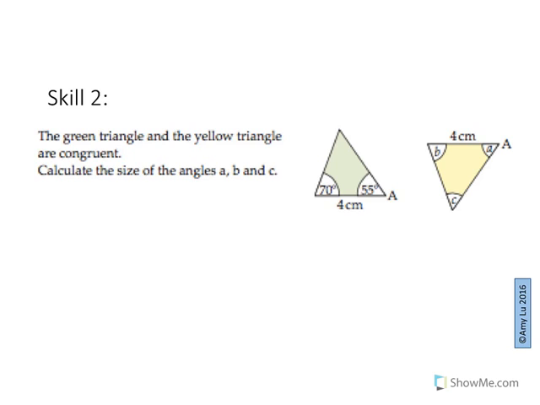The green triangle and the yellow triangle are congruent. So we are already given information that these two shapes are the same. Same lengths, same angles. But here's the problem. Calculate the size of angles A, B, and C. So at this time, pause the video, figure it out.